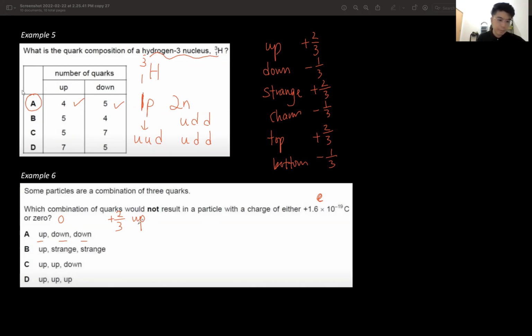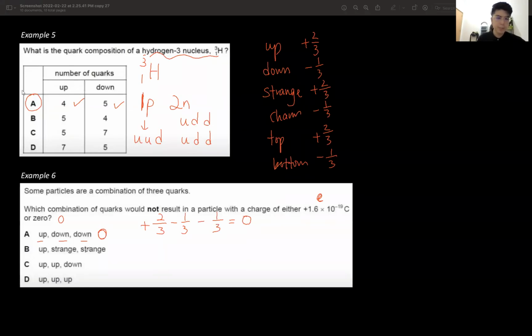Right? So down, down, down, down is minus 1/3. So 2/3 plus minus 1/3 minus 1/3. What's this? 2/3 minus this. Okay, you get 0. So the first one, net charge is 0.